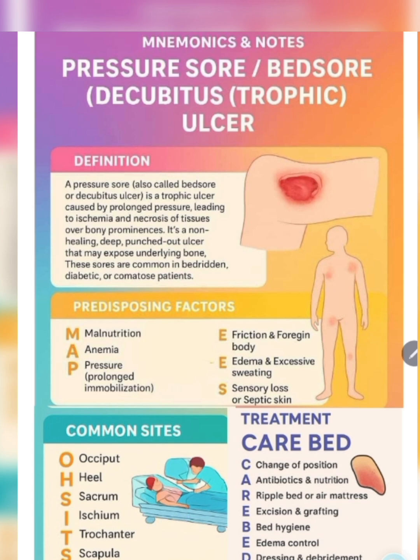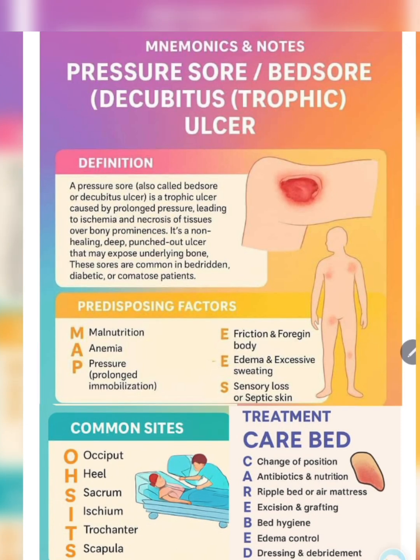T stands for trochanter, which is common in the side lying patients. S stands for scapula, and also S stands for side areas depending on lying posture. So these are the pressure points you should always monitor. Now let's look at management. The mnemonic CARE BED here is for treatment.